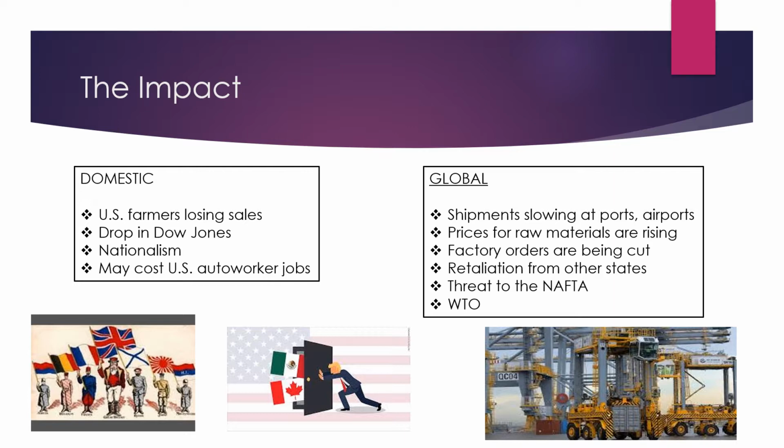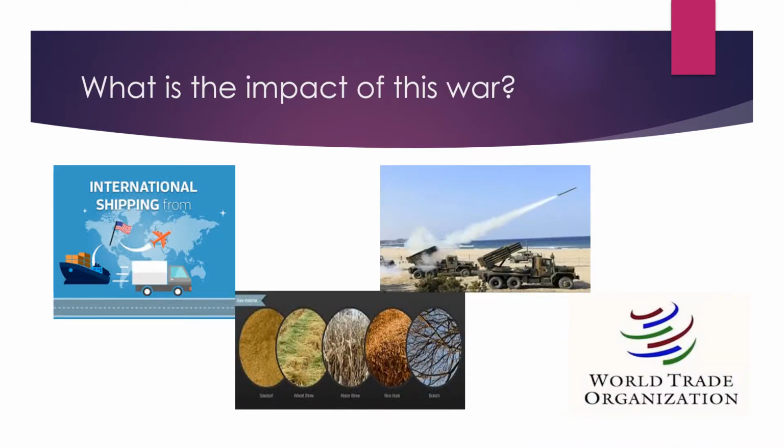On the global side, shipments slowing at ports and airports, prices for raw materials are rising, factory orders are being cut, retaliation from other states, a threat to the NAFTA and the WTO, or the World Trade Organization. What is the impact, or what may be the impact of this trade war? On a global scale, since the announcement, international shipments are slowing at ports and airports due to uncertainty. Prices for raw materials are rising, and worldwide factory orders are being cut.